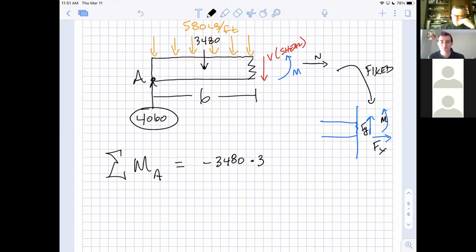Wait, that's not the only one. Isn't there another force here that we forgot? Isn't this V? Isn't that also doing some moment? Wait a second, oh, that's going in the same direction. It's negative, and isn't it at a distance of 6?